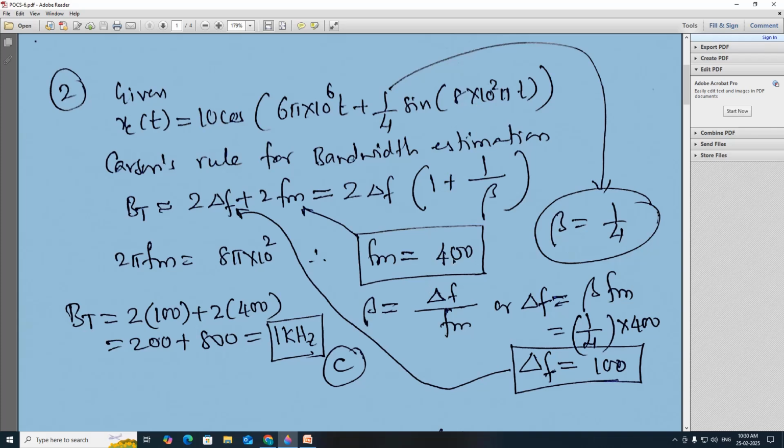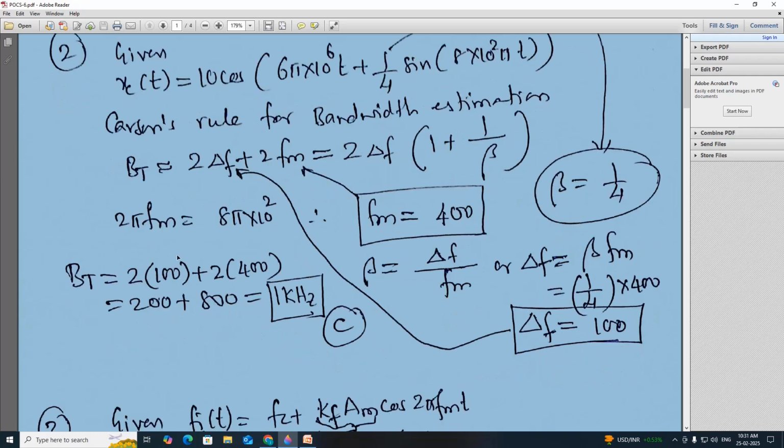Why is it half? Because it is 2 pi f. Therefore the frequency is 400, not 800. Remember, it is 400, not 800. So 1 by 4 into 400, delta F equals 100. So we calculated delta F. We also know FM is 400 from the modulating signal part. So substitute delta F and FM.